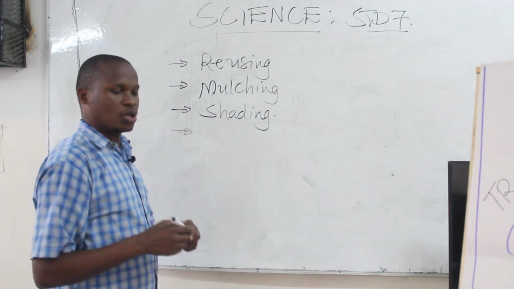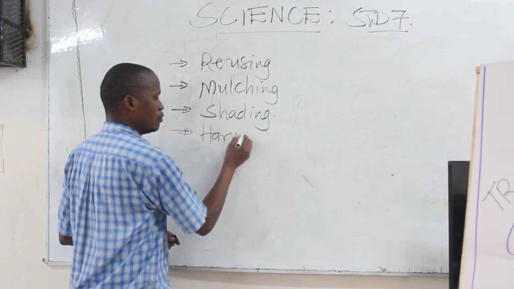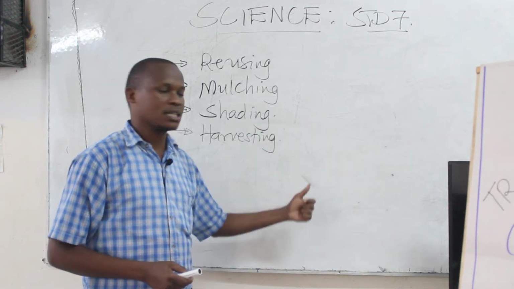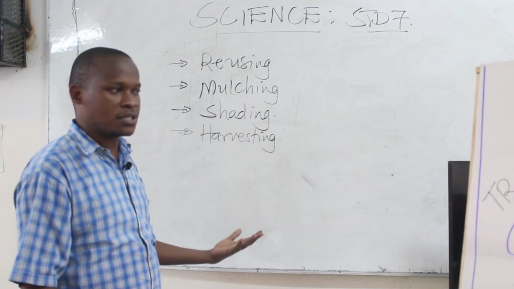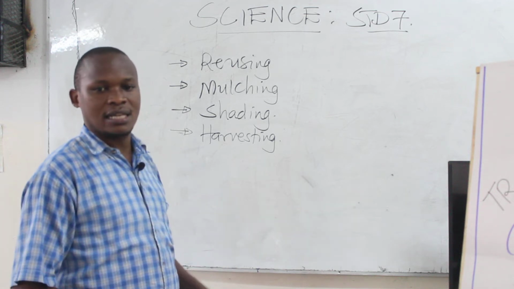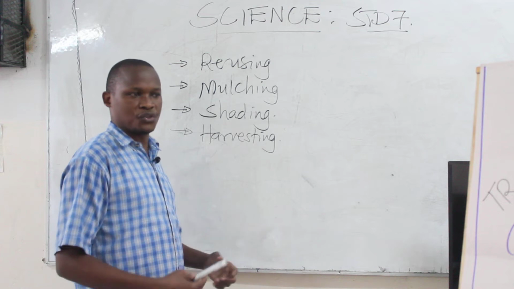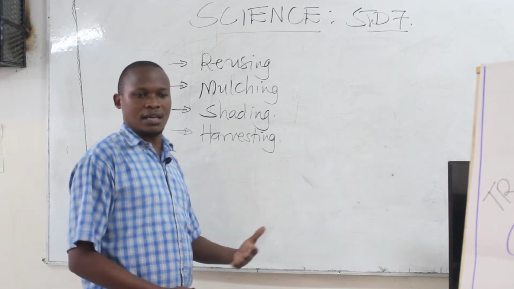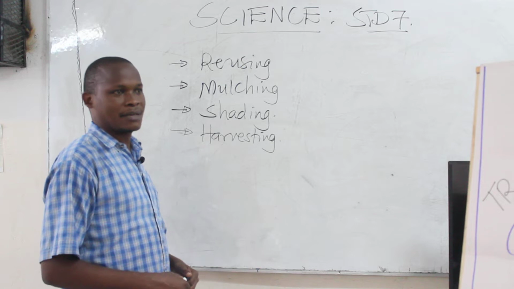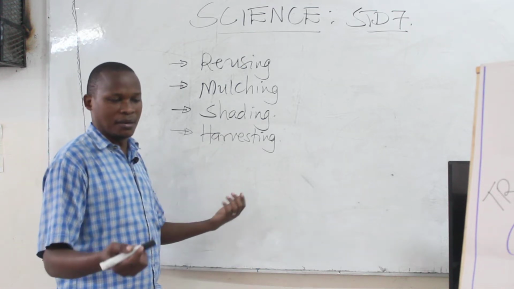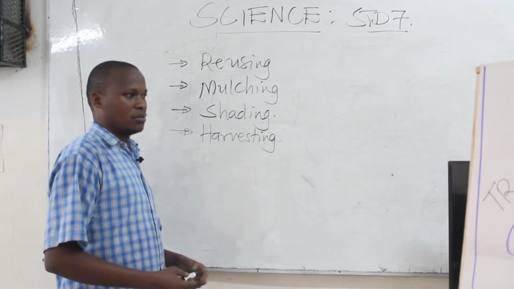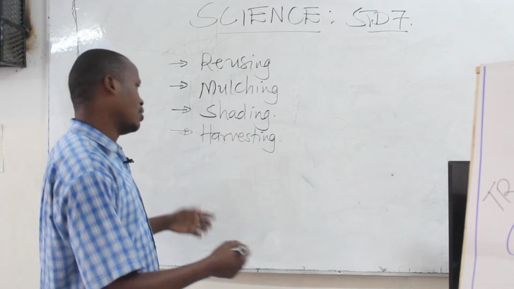Number 4, we talked of harvesting water, which is the act of collecting water either from roofs or from the ground. The water from the roofs, when it rains, can be collected and stored in tanks for future use. We can also collect water running on the ground, that is the surface runoff, and store it in dams for use in things like irrigation, watering animals and all of that.